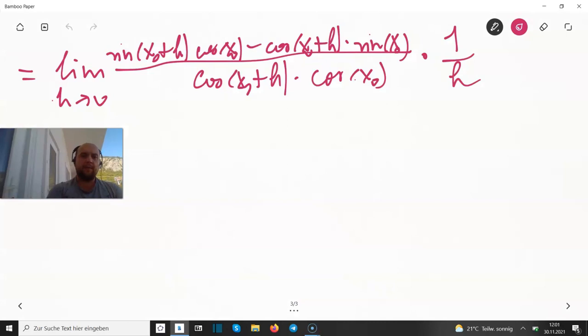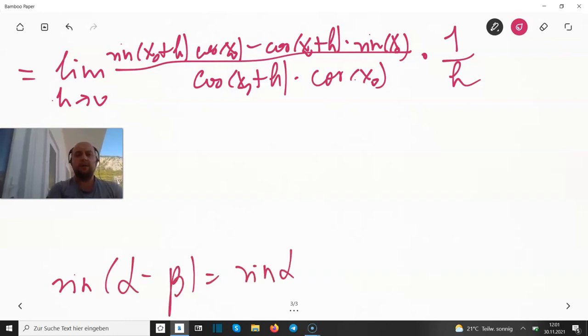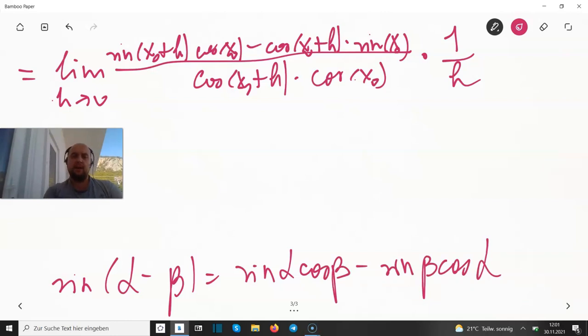And now please remember one of our trigonometrical videos where we proved that sine of alpha minus beta was equal to sine of alpha cosine of beta minus sine of beta cosine of alpha. If you have a quick look right here at our numerator, you will see this is exactly what we're talking about. So we are getting limit h still running towards 0.